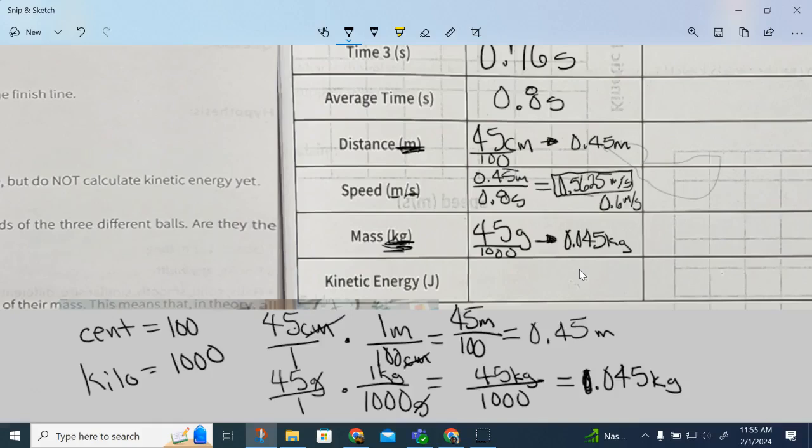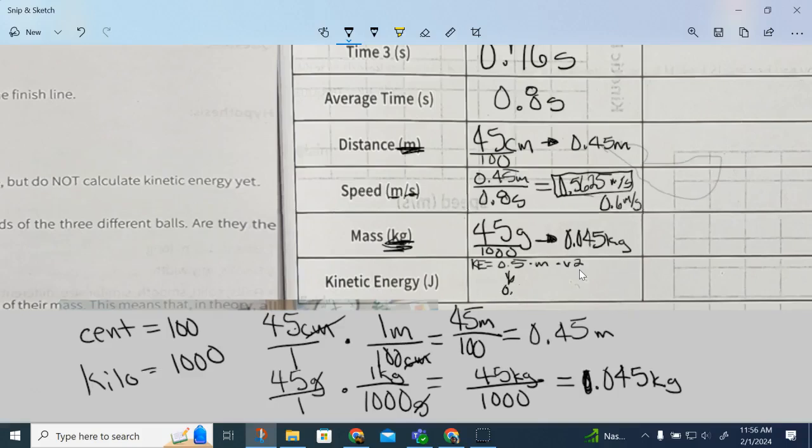Now for kinetic energy, remember, kinetic energy is equal to 0.5 times the mass times velocity squared. Let's go ahead and get that in there. This drops down to be 0.5 times our mass, and our mass is right here, 0.045 kilograms, times our velocity squared, which is our speed, 0.6. I'm going to put that in parentheses because I like the way it looks better: 0.6 meters per second, and that is going to be squared. That is what we're going to enter into our calculator.